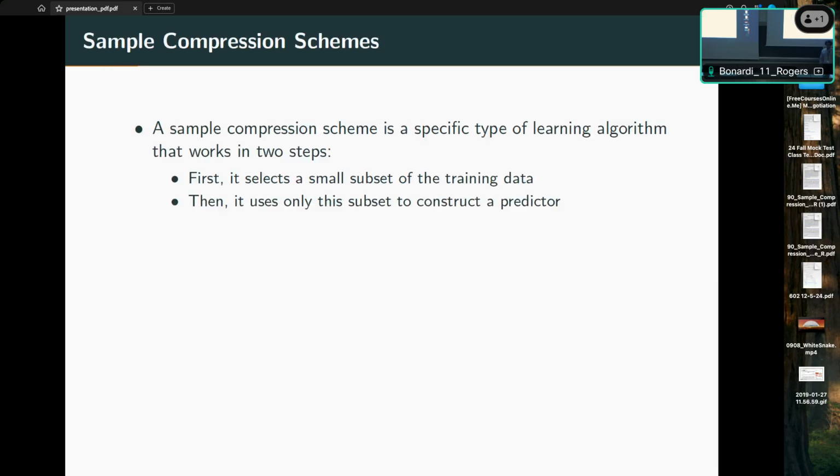So a sample compression scheme is a specific type of learning algorithm, and it works in two steps. The first step is you're given a data set, and you select a small subset of your data, and then use only this subset to construct a new predictor.